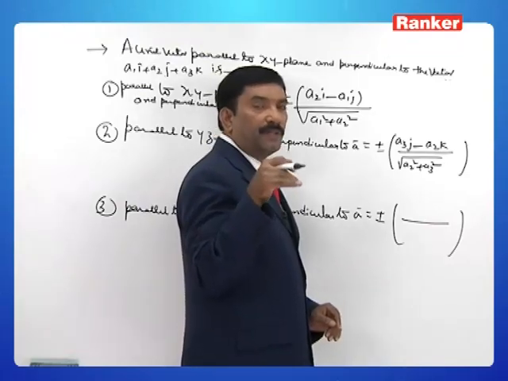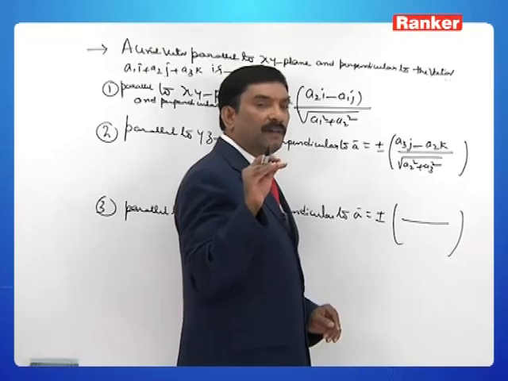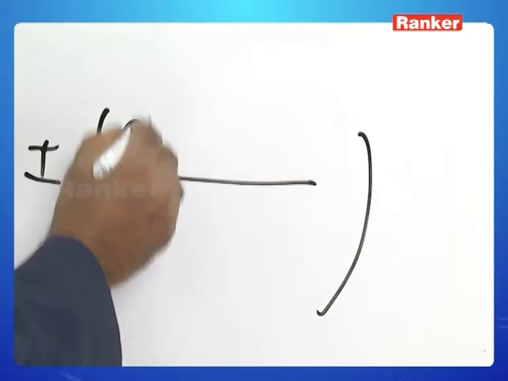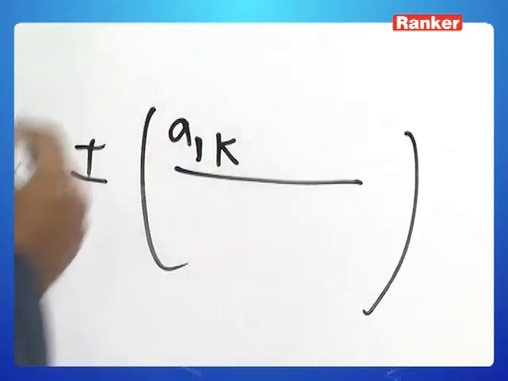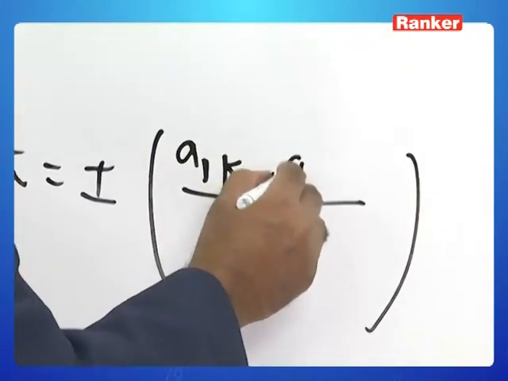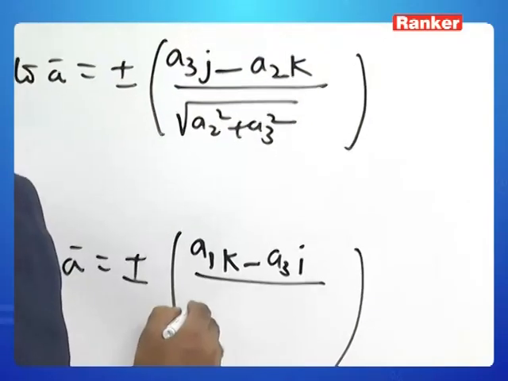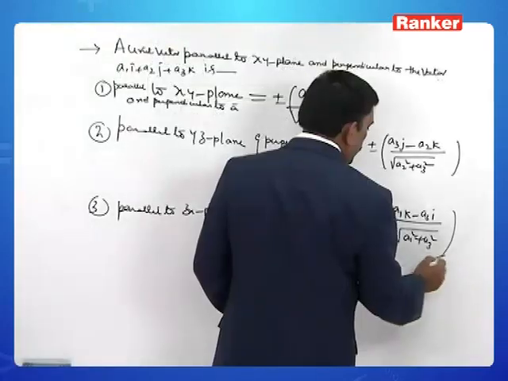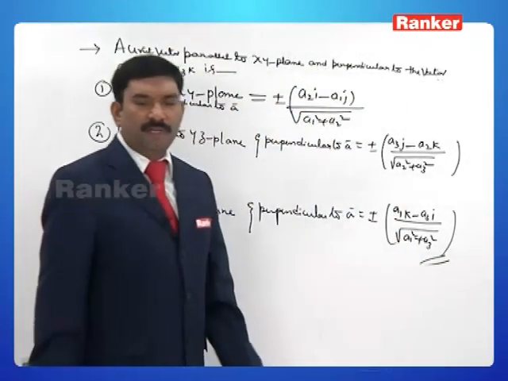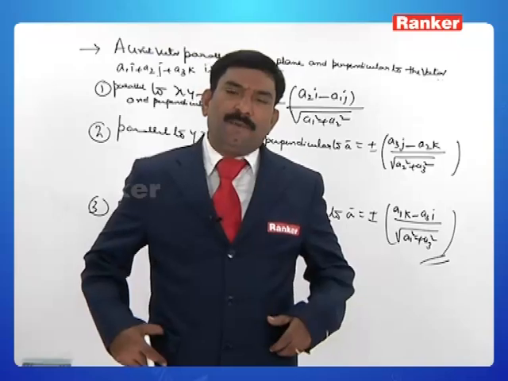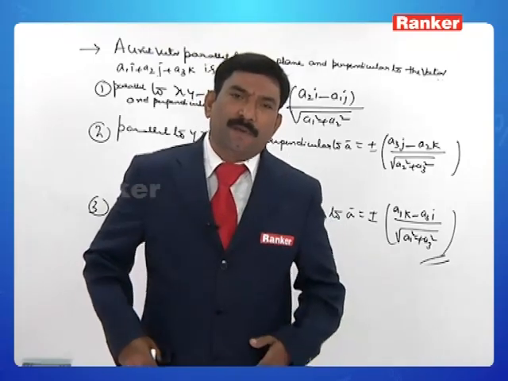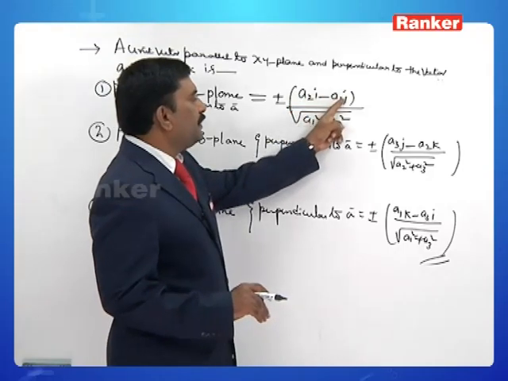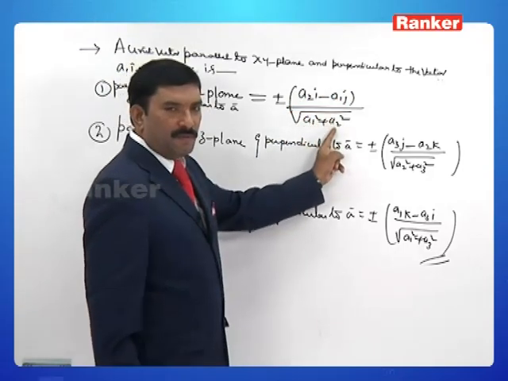So therefore, think about them in a cyclic order. Now after A3, what comes? A1. After j, what comes? k. After A2, A3 comes, after k, i comes, divided by square root of A1 square plus A3 square. Remember students, the unit vector parallel to the XY plane and perpendicular to A bar is plus or minus A2i minus A1j by square root of A1 square plus A2 square.